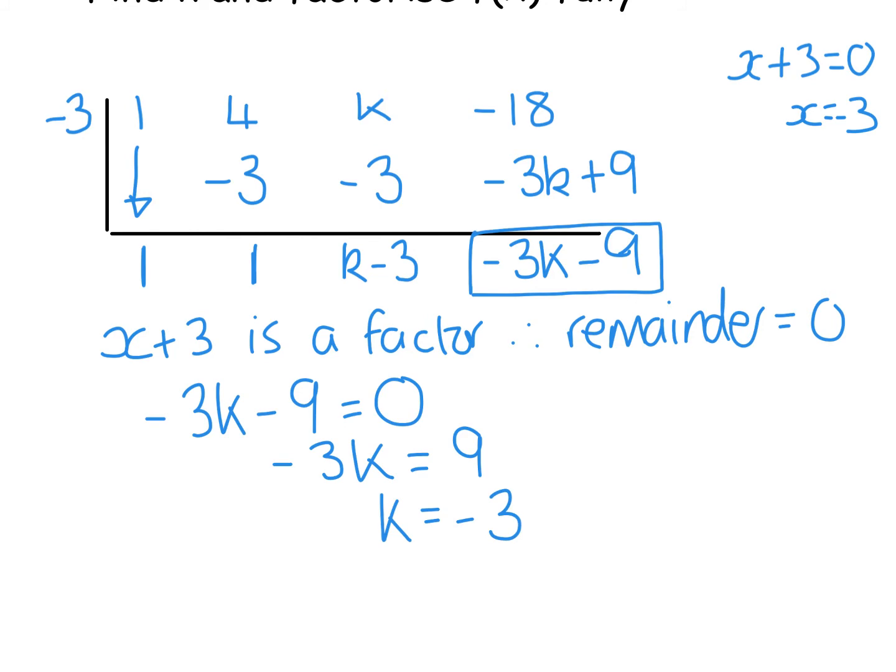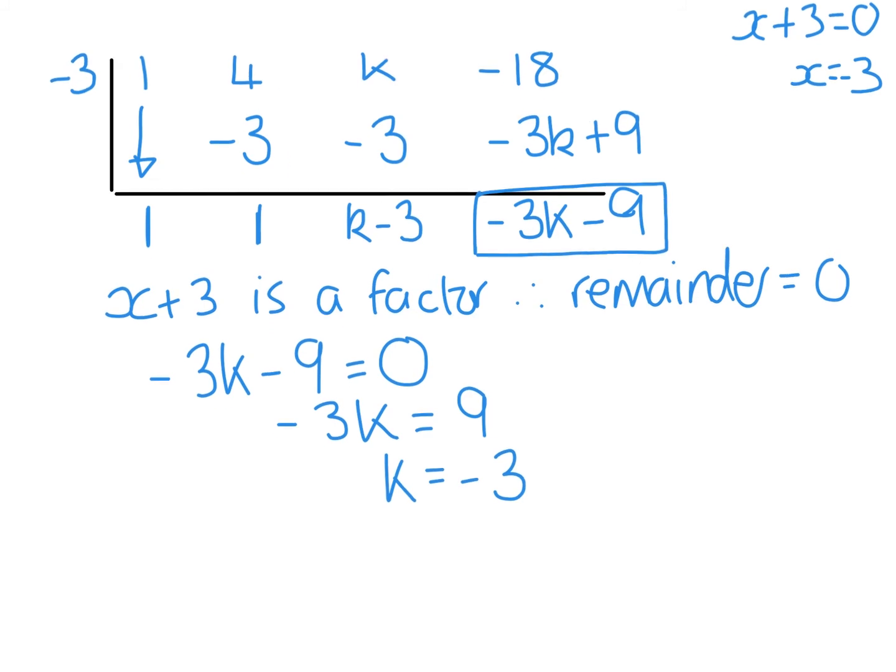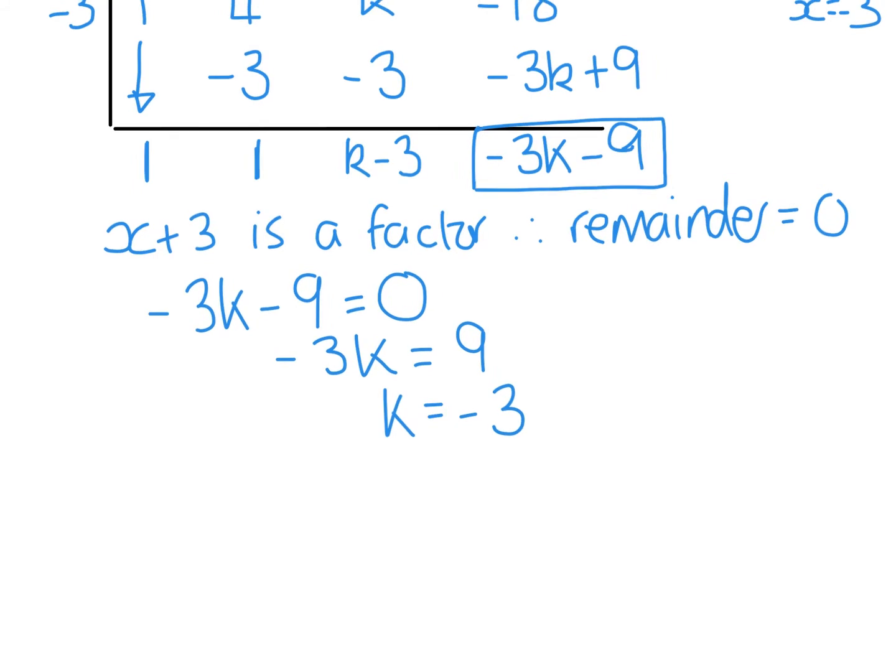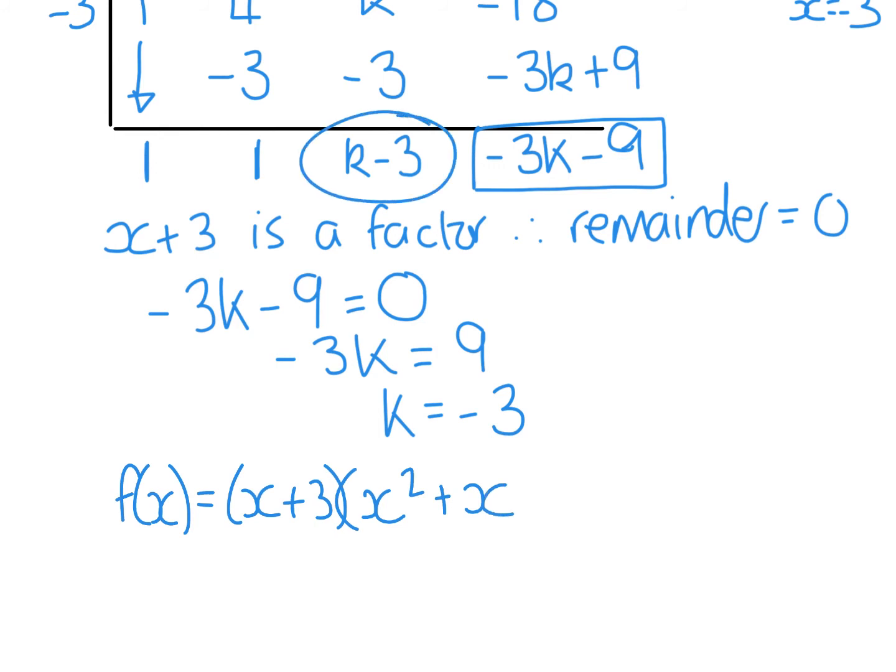Now the question also asked us to factorise fully. So we're going to go and write out our answer. So we have f of x equals, now we put minus 3 into the table using the factor x plus 3. Our quotient will be x squared plus x. Now you've got here k minus 3, but we know that k is minus 3. So that third term will be minus 3, which is negative 6.